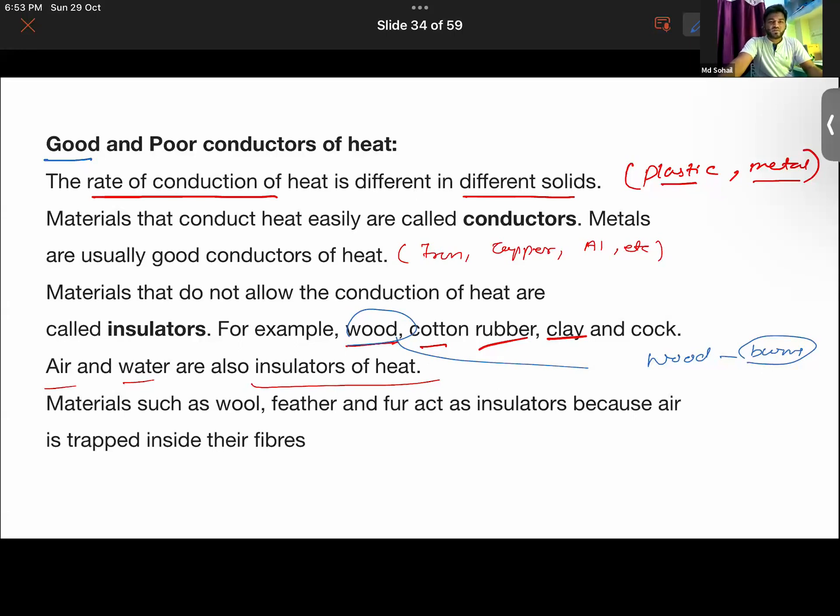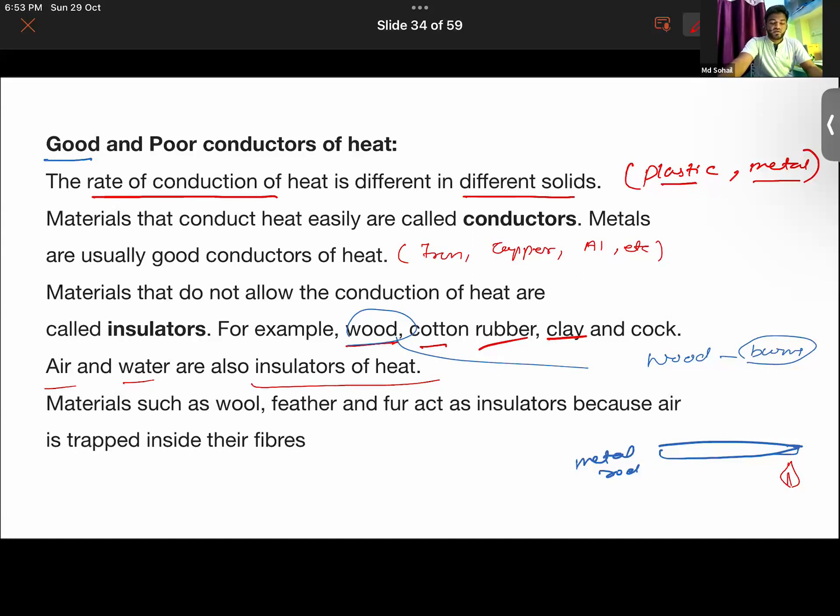Look, the thing is that when we heat a metal rod, suppose you are heating a piece of metal rod. If we take a metal stick, it will transfer heat to another object, but with the wood, it won't transfer heat to another object.